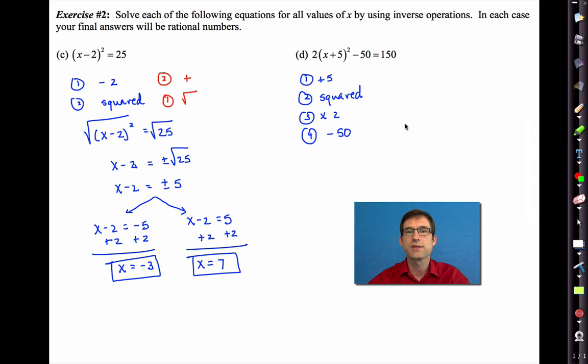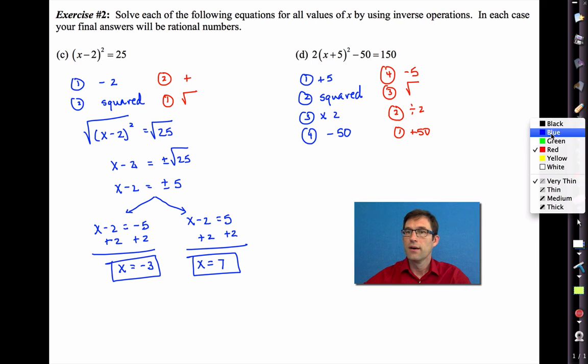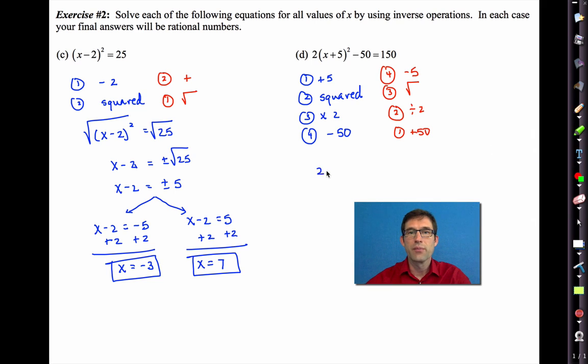Order of operations, right? So the first thing that we will undo is subtracting the 50, or we'll add the 50. Then we'll divide by 2, then we'll take the square root, and then we'll subtract 5. All right, let's do it. I'm going to rewrite the problem down here. 2 times x plus 5 squared minus 50 equals 150.